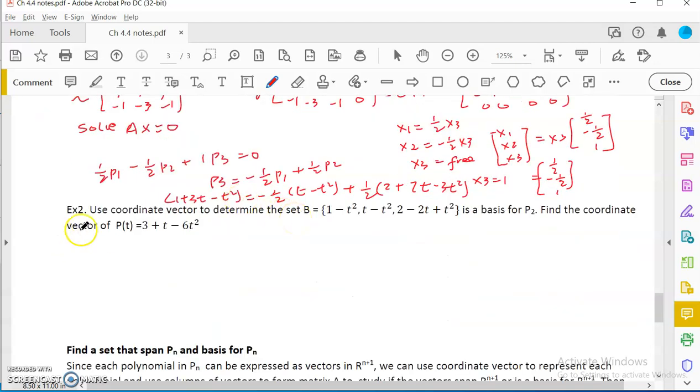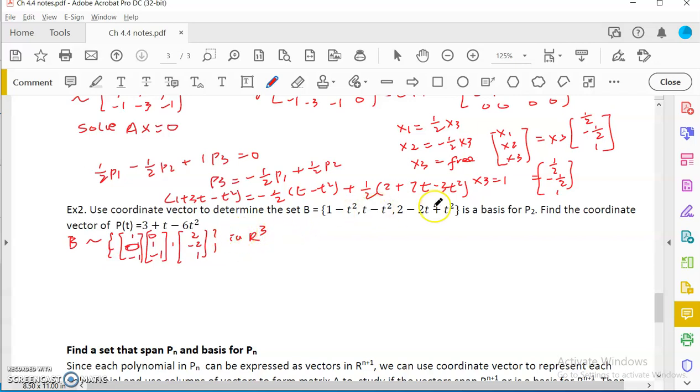So example 2: use the coordinate vector to determine whether this set is a basis. So let's use coordinate vectors. This set is actually equivalent to a set of vectors: 1, 0, negative 1, because there's no t here. Another vector is 0, 1, negative 1, and the third vector is 2, negative 2, 1. So it is equivalent to this set in R3.